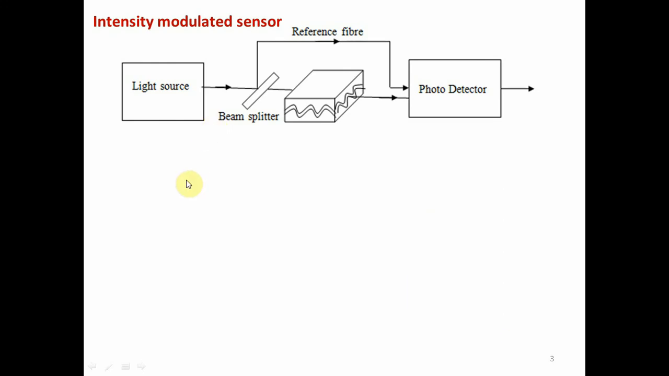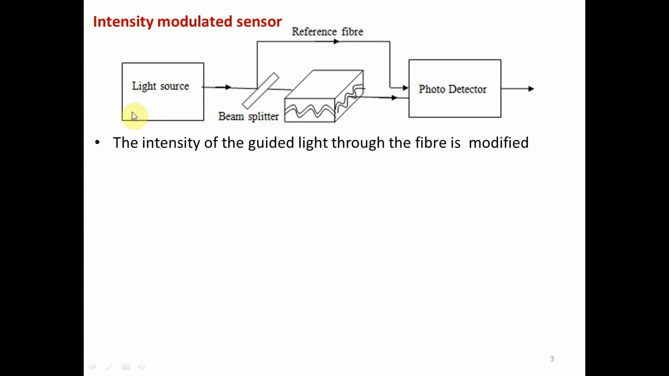First we will look at the intensity modulated sensor. For a sensor, there are three parts. First one, the light source. And second, the fiber sensor element, this part. And the third, a photodetector. In an intensity modulated sensor, the intensity of the guided light through the sensor fiber is modified. So the name intensity modulated sensor. Here, this is a light source which emits coherent monochromatic light.